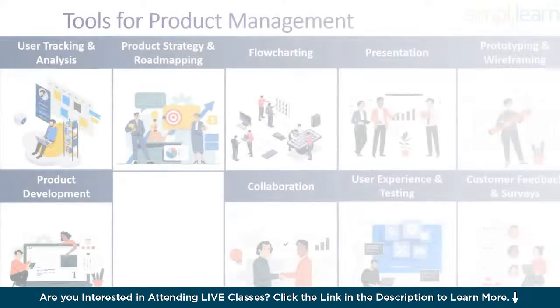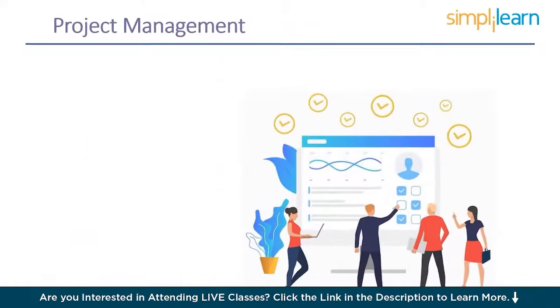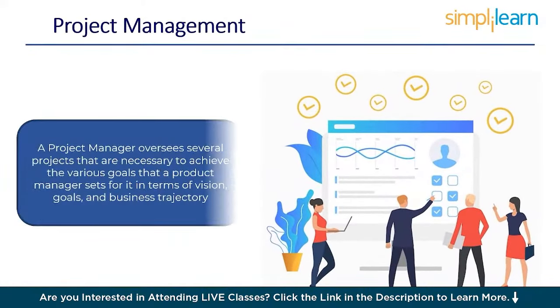Moving on, we have project management as the next functionality of product management. A project manager oversees several projects that are necessary to achieve the various goals that a product manager sets for it in terms of vision, goals, and business trajectory. The project manager is therefore more of a man of action, whereas the product manager is more of a master strategist. Making a distinction between projects and products might be helpful.